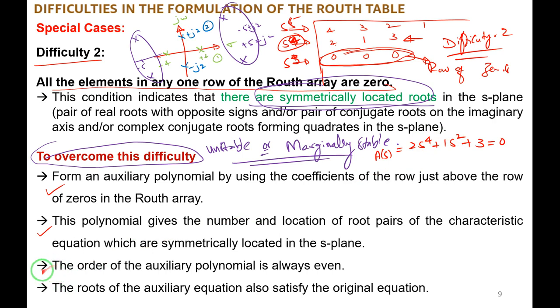The order of the auxiliary polynomial is always even. It should be even: s to the power of 4, s to the power of 6, s square. It cannot be odd, like s power 1, s cube, s power 5. So it is always an even power of s. That is also a cross check whether we are getting it right or not. Then the roots of the auxiliary equation also satisfy the original equation. If I solve 2s power 4, 4 roots I will be getting, but the original characteristic equation may be 5th order, 6th order or 7th order. So not only these 4 roots, the other 3 roots will be there if it is 7th order or something like that.